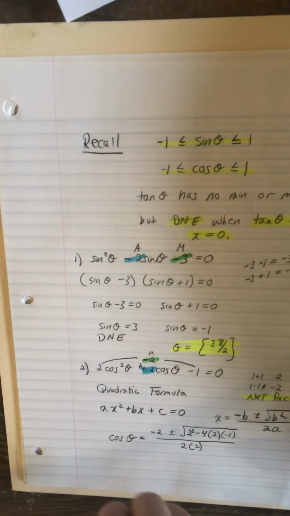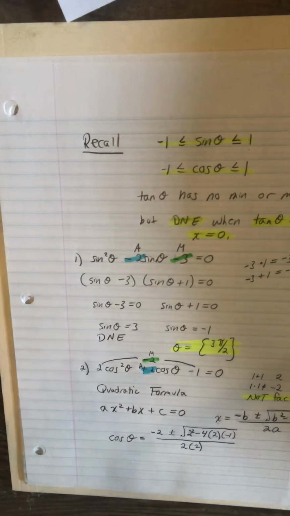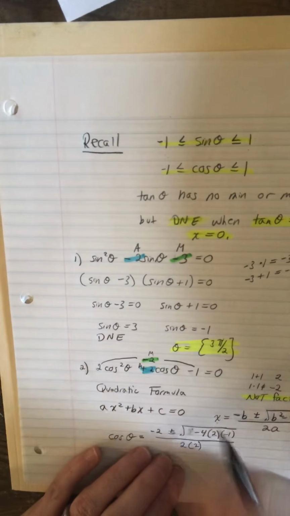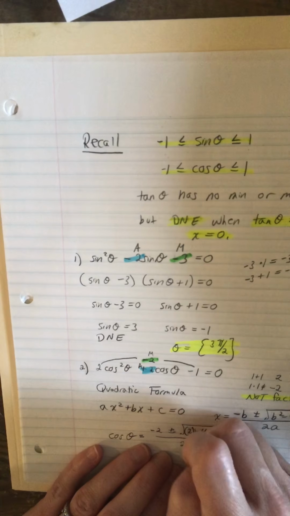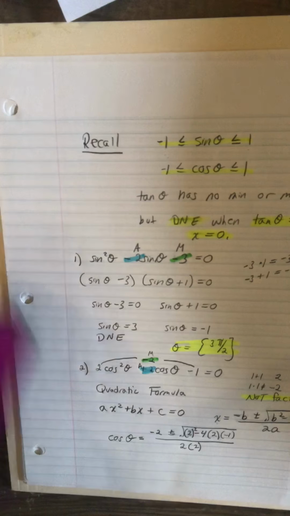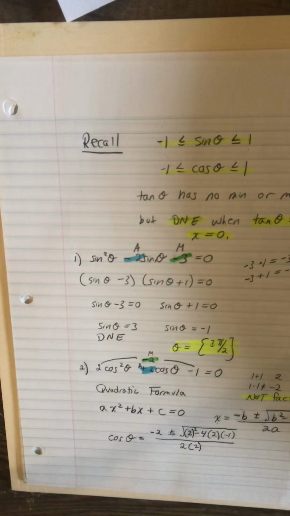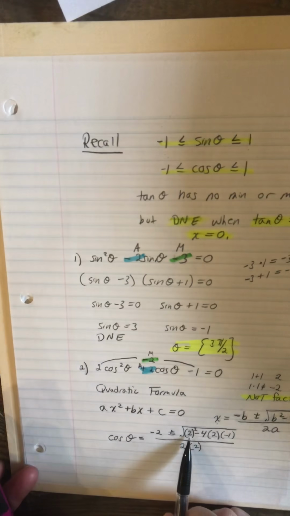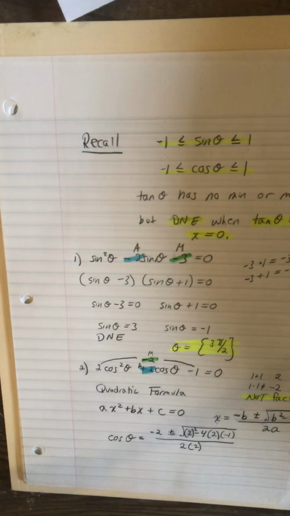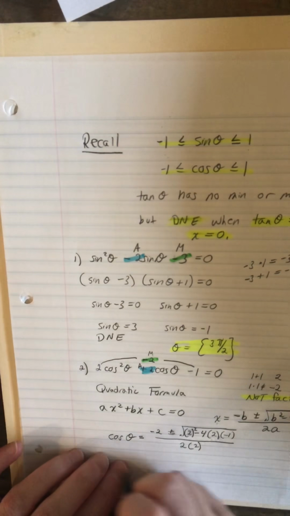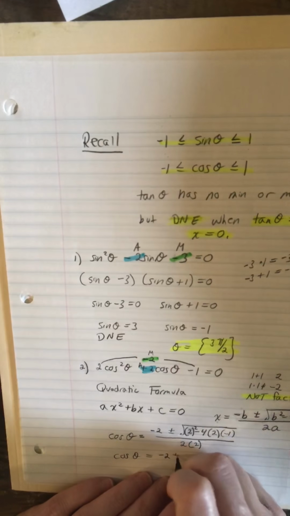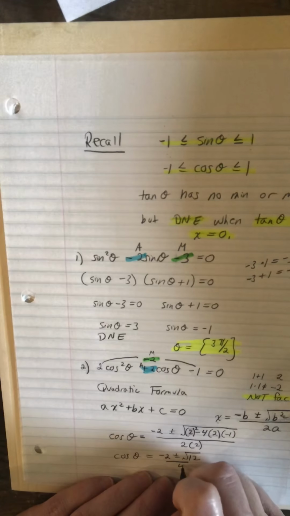Now remember, when we simplify this, I need you to simplify under the radical first. I also like to keep that 2 in parentheses. Here it didn't matter because it was positive, but it does matter if it's negative. So I simplify under my radical first, and you're going to get 4 minus a negative 8, which will be a positive 12. So you're getting negative 2 plus or minus the square root of 12 over 4.